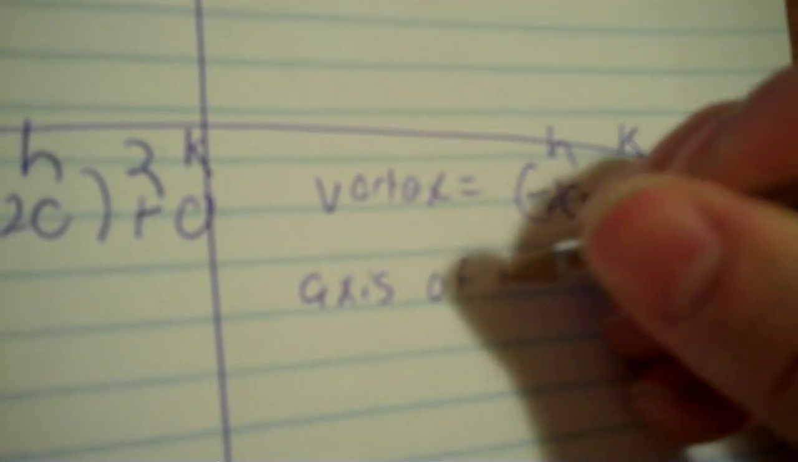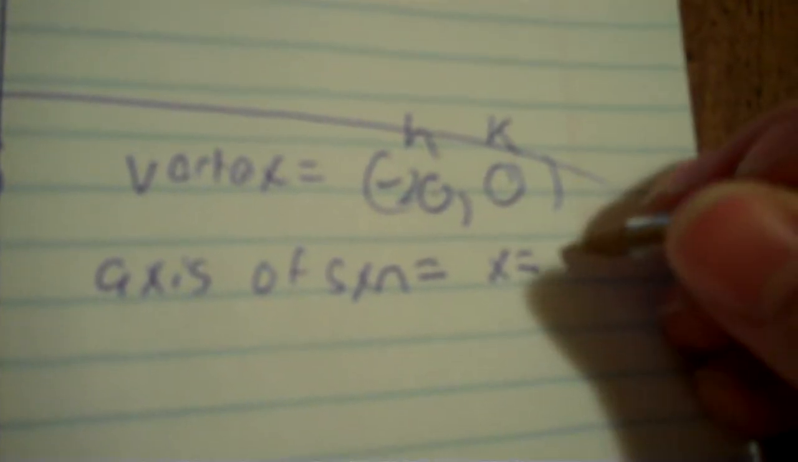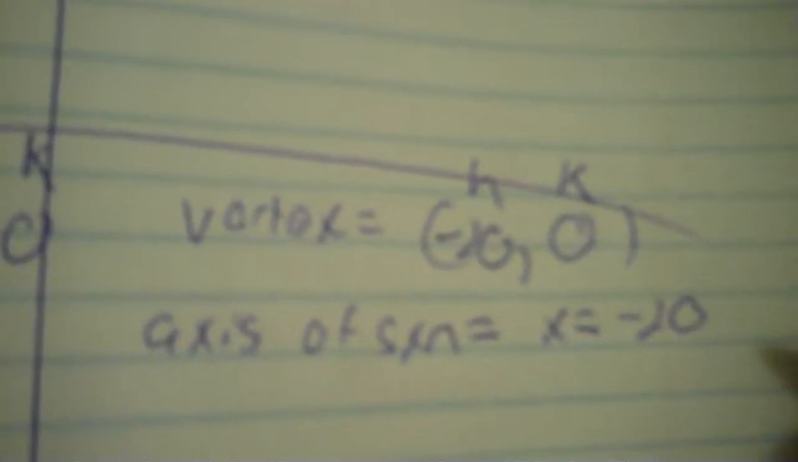Okay, here's the axis of symmetry. Axis of symmetry is always x equals whatever the h is, negative 20. I'll show you how that looks when we get down here. I actually have to graph it.